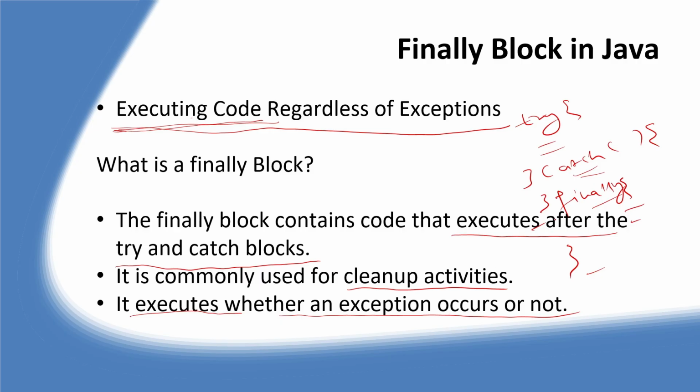So the finally block is used to write the code that should execute after the try and catch block, and it is most commonly used for cleanup activities such as closing files or database connections. In most cases it executes whether an exception occurs or not.